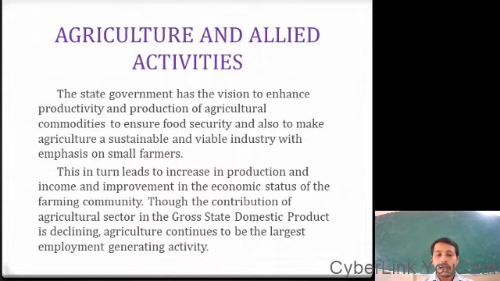Agriculture and allied activities are considered the primary sector in our economy, where the state government has the vision to enhance productivity and production of agricultural commodities to ensure food security and also make agriculture a sustainable and viable industry with emphasis on small farmers. This in turn leads to increase in production, income and employment, and in the economic status of the farming community. Though the contribution of the agricultural sector in the gross state domestic product is declining, agriculture continues to be the largest employment generating activity.